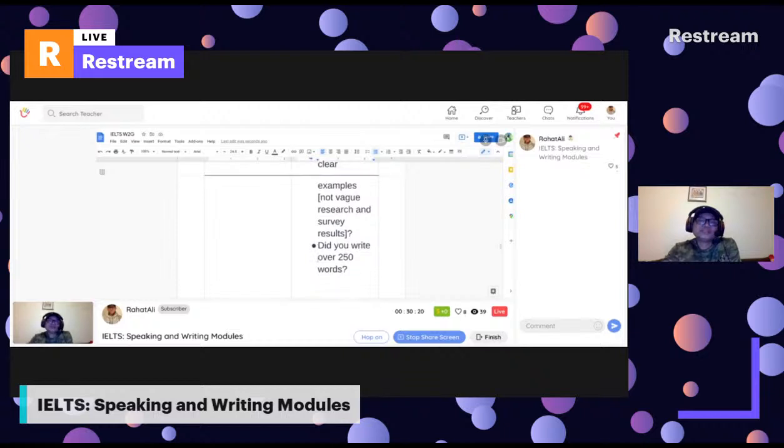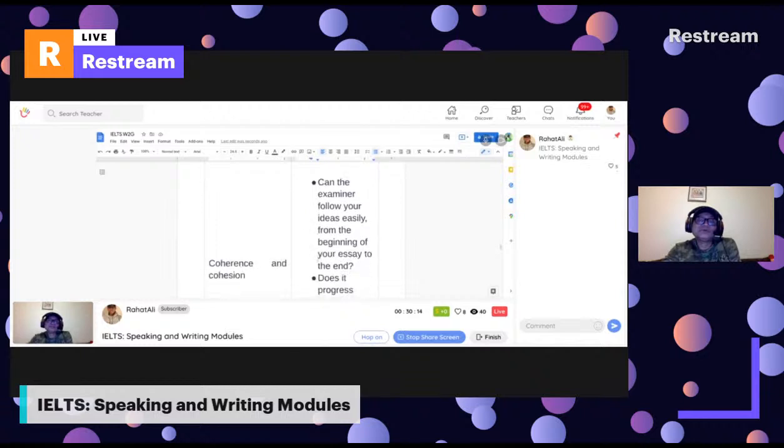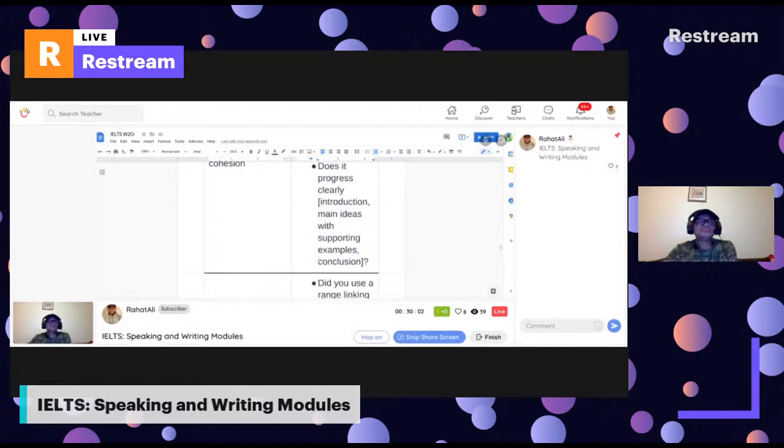Did you write over 250 words? Can the examiner follow your ideas easily from the beginning of your essay to the end? Especially coherence and cohesion. Does it progress clearly? Introduction, main ideas with supporting examples, and conclusions.